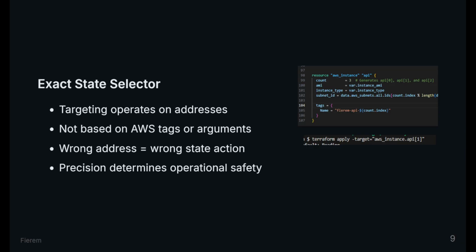Terraform targeting commands accept resource addresses, not AWS tags and not argument filters. An incorrect address targets the wrong state object because Terraform acts strictly on address match. Address precision determines operational safety during partial applies.